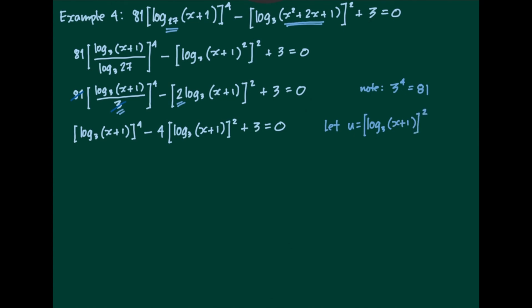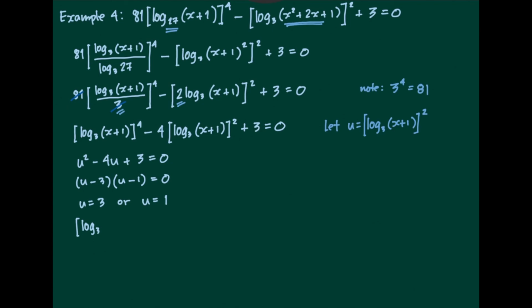So makita natin na baka pwede na naman natin siyang express as a quadratic. So what we could do is we could define a second variable, variable u, at tawagin natin siyang log base 3 of x plus 1 quantity squared. And we should be able to write this equation as u squared minus 4u plus 3 equals 0. This factors to u minus 3 times u minus 1 equals 0, or u is equal to 3 and u is equal to 1. Now, back substitute tayo.